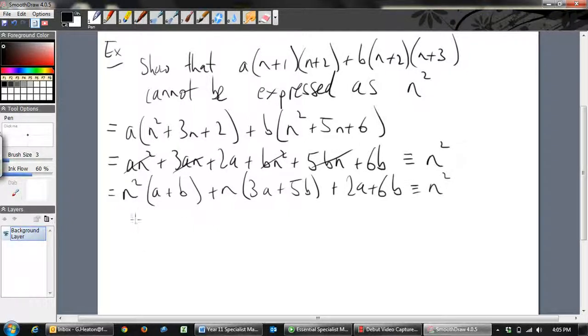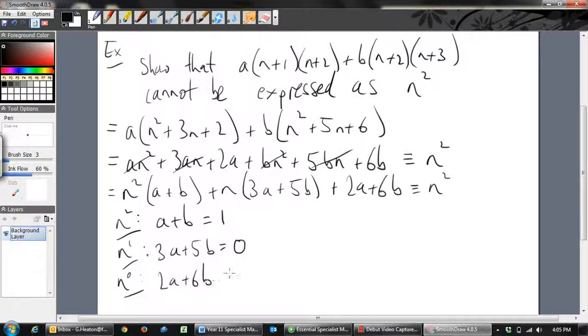Alright, now we're sort of ready. Just to show you maybe a bit better way of setting it out. Let's have a look at the n squared terms. We've got a plus b on the left hand side, and we've got 1 on this side. Great. Let's have a look at the n terms. We've got 3a plus 5b on the left hand side, and we've got none on the right hand side. And lastly, our constants, we have 2a plus 6b equals, again, none on the right hand side. So I've got these 3 equations. Now if you put those into your calculator, or do it by hand, let's just solve this, okay?